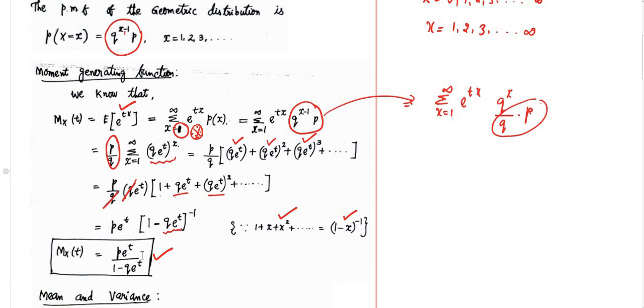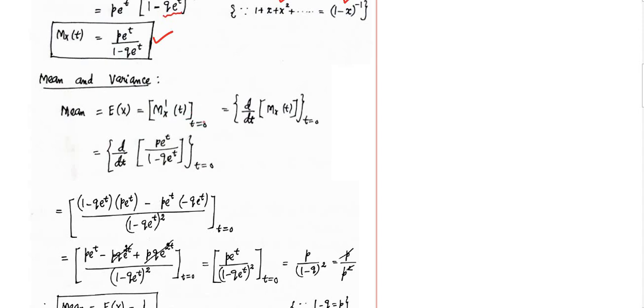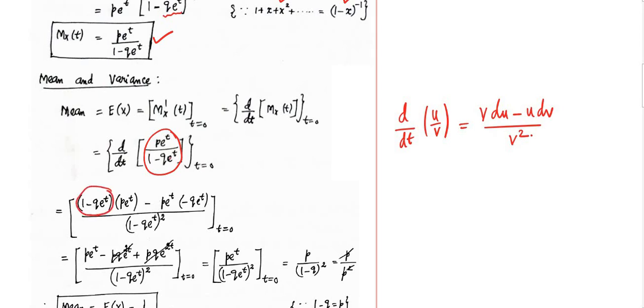Next, to determine mean and variance. As we know, how to determine mean and variance from moment generating function? While differentiating it once and applying t equal to 0, you will get the mean. So your mean value E of x is equal to Mx dash of t at t equal to 0, that is d by dt of Mx of t, which is p e power t divided by 1 minus q e power t. We are applying the quotient rule here. d by dt of u divided by v is equal to v du minus u dv divided by v square. So this is your v value. Of course, here I consider the numerator as u and the denominator as v.